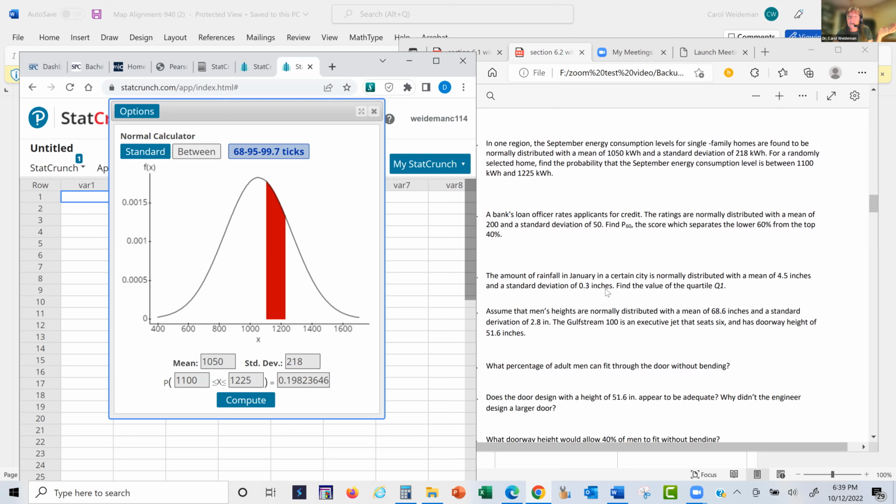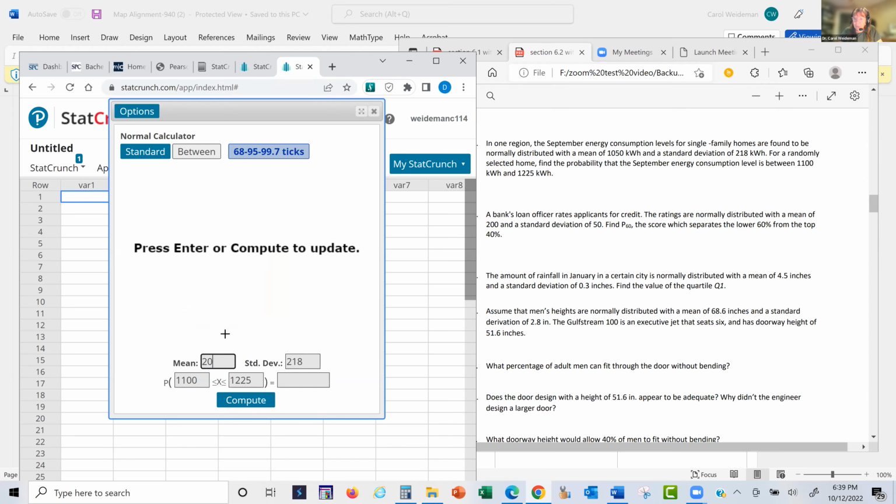Remember I said to review stuff about your percentiles and your quartiles. So let's take a look at this one. A bank's loan officer rates applicants for credit. The ratings are normally distributed with a mean of 200, so I'm going to put in 200, and a standard deviation of 50. They want us to find P60, the score that separates the lower 60% from the top 40%.